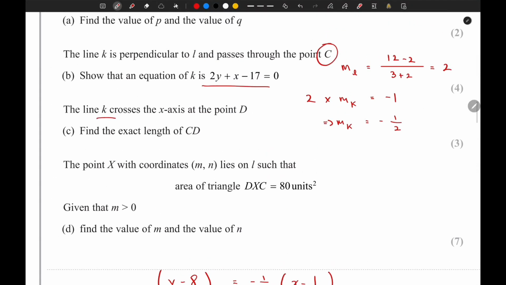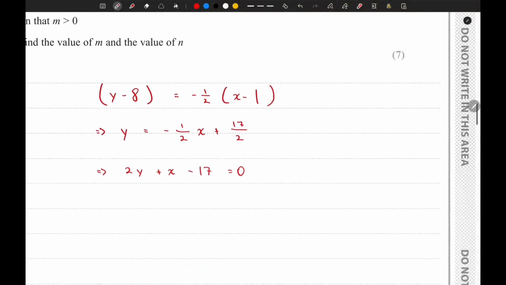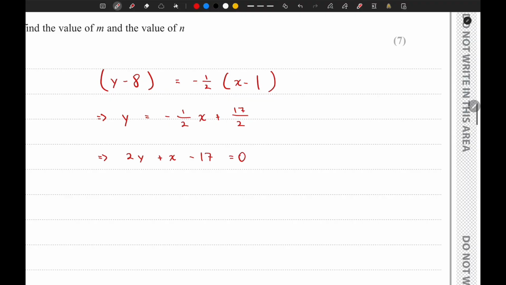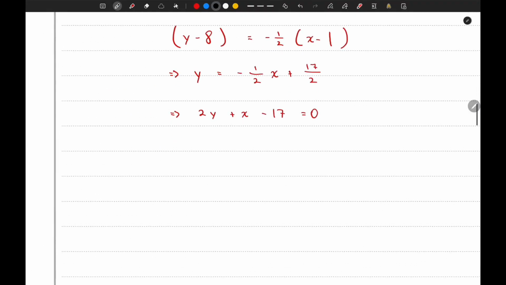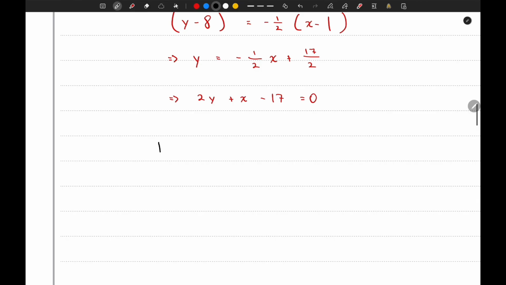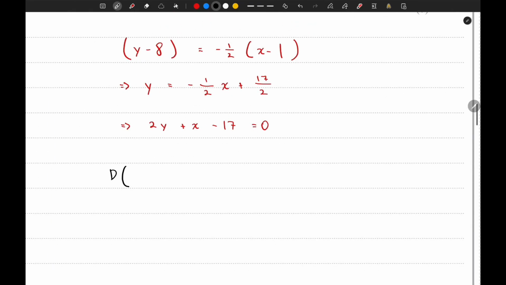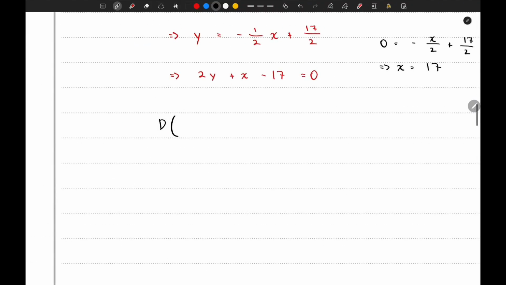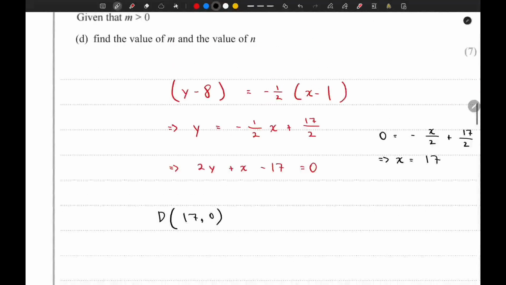We know that the line K crosses the x-axis at the point D. So let's first find out the coordinates of point D. Since line K passes through point D and point D is on the x-axis, the value of y is 0. So if we substitute the value of y as 0 into this equation, 0 equals minus x over 2 plus 17 over 2. So the value of x is 17. So the coordinates of D is 17 and 0.